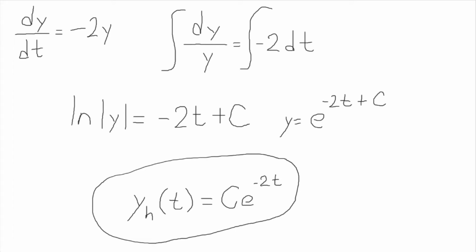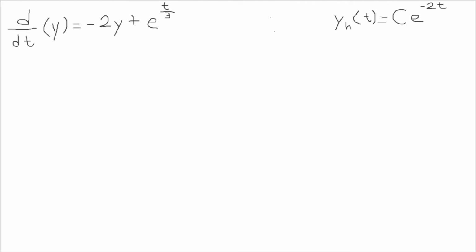Now the easy part was solving the homogeneous equation. All I had to do was use separation of variables to conclude that the solution is y_h of t equals a constant times e to the power of negative 2t. Now that we have that information, it's time to move on to the next step.